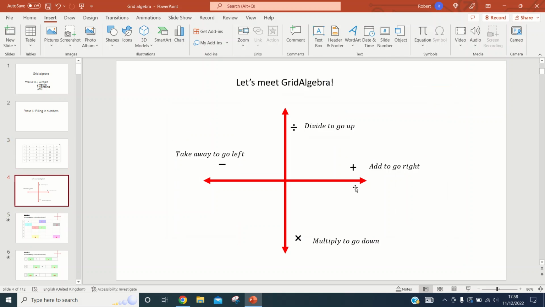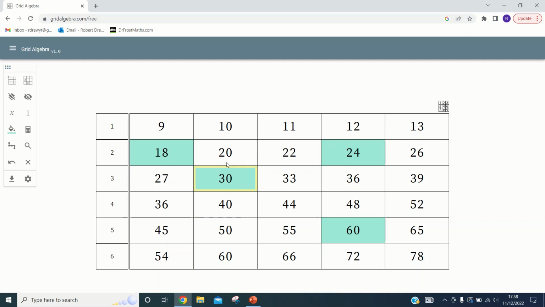And what you're aiming for is to really get this idea to them, that dividing you go upwards, adding you go right, taking away you go left, multiplying you go down. So as I said, the times table is going down, you can of course divide to go up, left is taking away, right is adding.